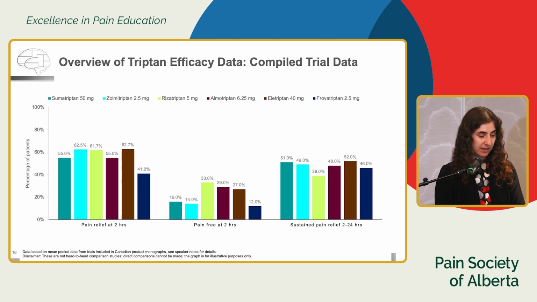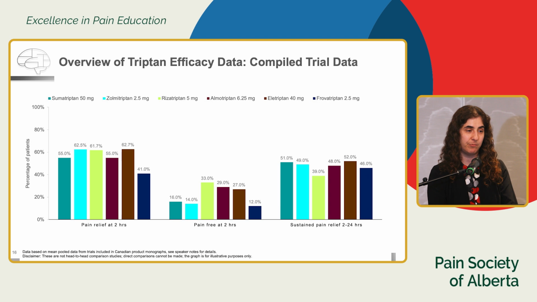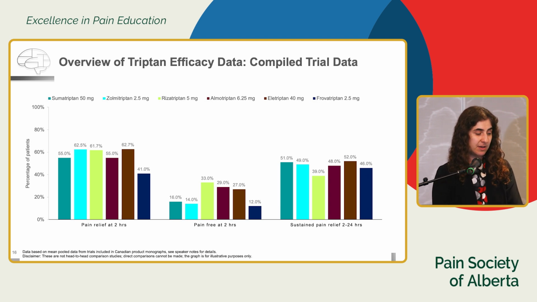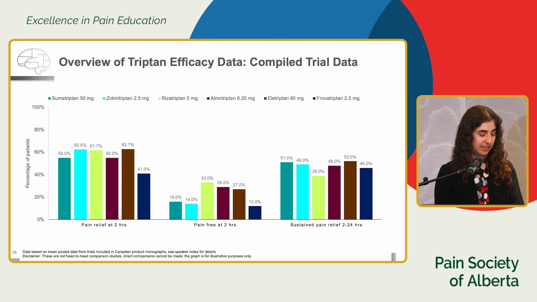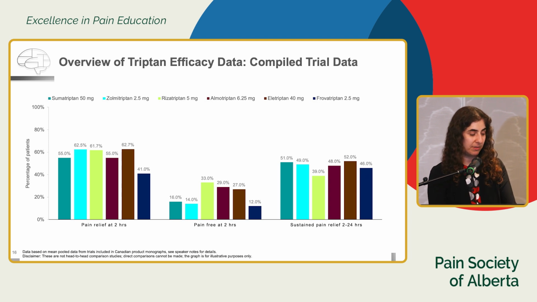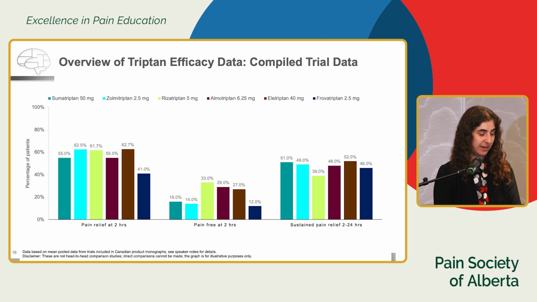You can see the different colors for the different triptans there, and just keep in mind that, for example, for sumatriptan here, they've provided the data for the 50 milligram dose, but we often use the 100 milligram dose in adults, which I think is more effective. Same thing with zolmitriptan, it's the 2.5 milligram, but often we're using 5 milligrams. Rizatriptan, we're often using 10 milligrams. So these are some of the lower doses on these slides, just because we have that data available, but the higher doses are a little bit more effective in general.